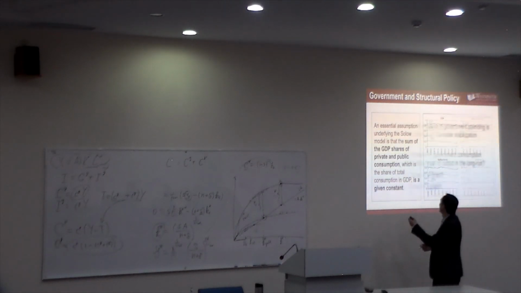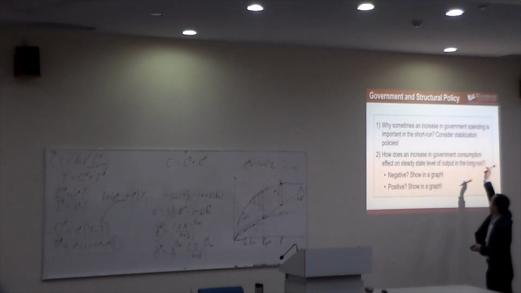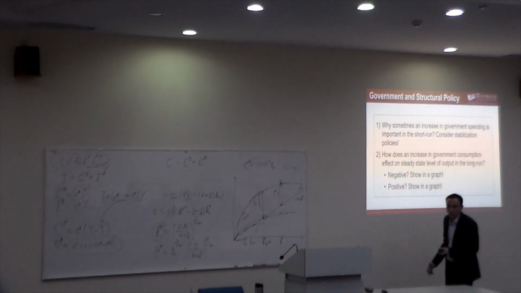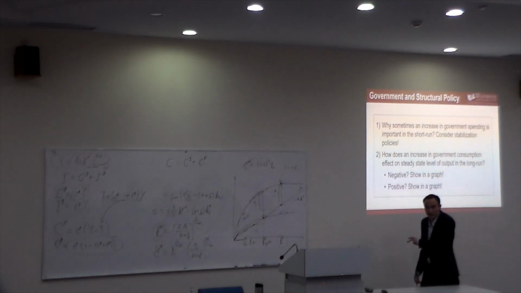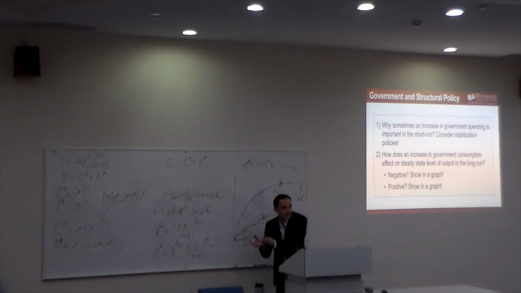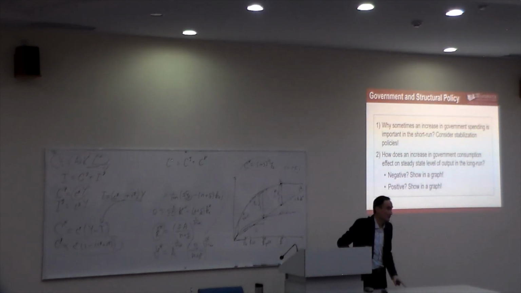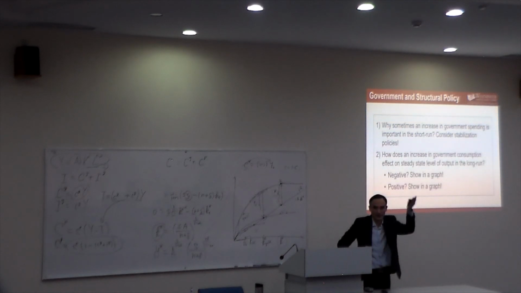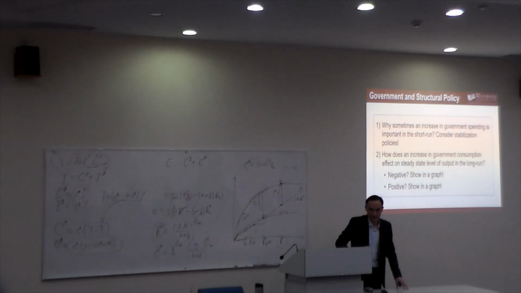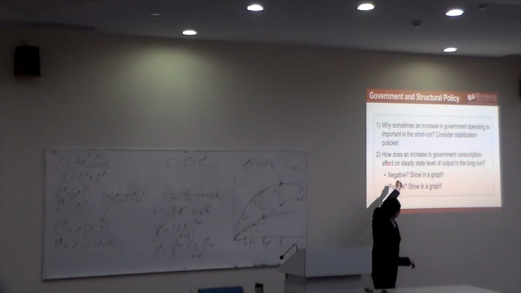Alright? Good. So in here, why sometimes is an increase in government spending important in the short run? We already explained it, right? Government implements monetary policy in the case of crisis, yes? Recession, which is very important. Increase money supply, decrease interest rate. Okay? It's important.